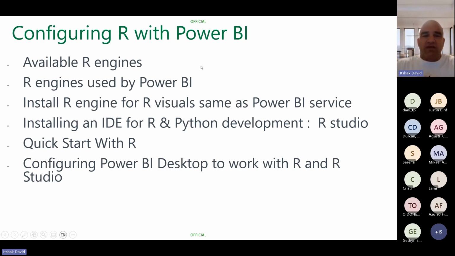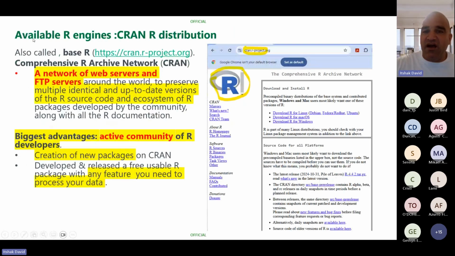We'll talk about the available R engines, what R engine is used for Power BI, how to install the R engine for our visuals, same as Power BI service, how to install the ADE and configure for Python, and how to configure Power BI Desktop to work with R and RStudio. So let's start. First, what is available? The available R engine are the CRAN R distribution.